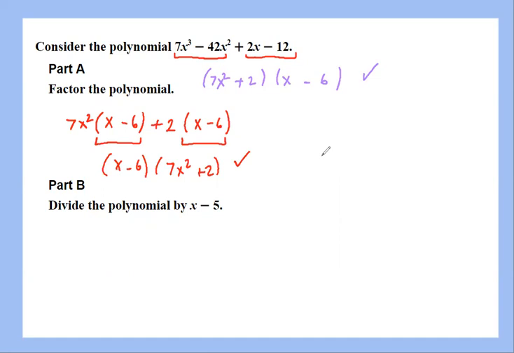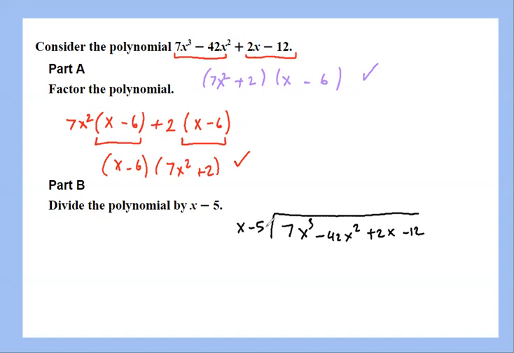All right, okay. So for the last part, it says divide the polynomial by x minus 5. Okay, so let's try the long division. You can use the synthetic division as well, but I'll use the long division first, okay? So the 7x cubed minus 42x squared plus 2x minus 12, and then I'll divide this by x minus 5.